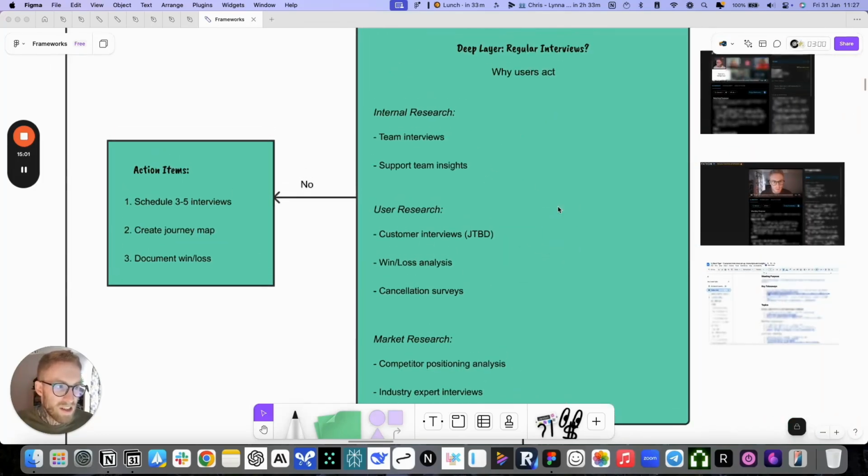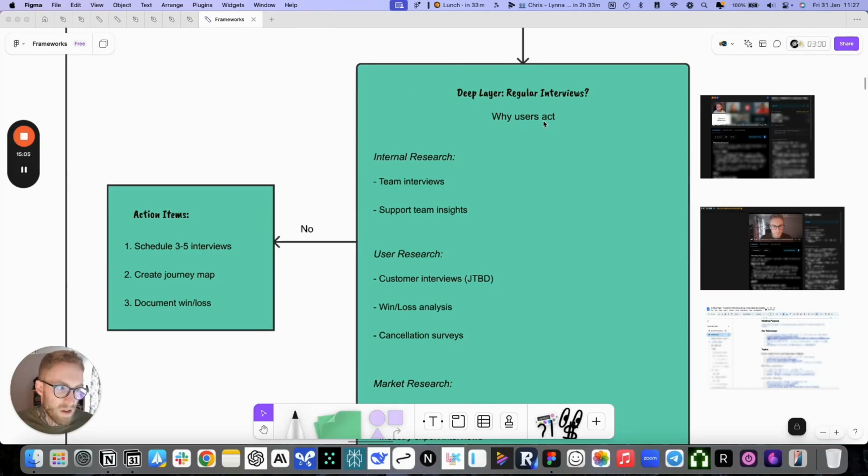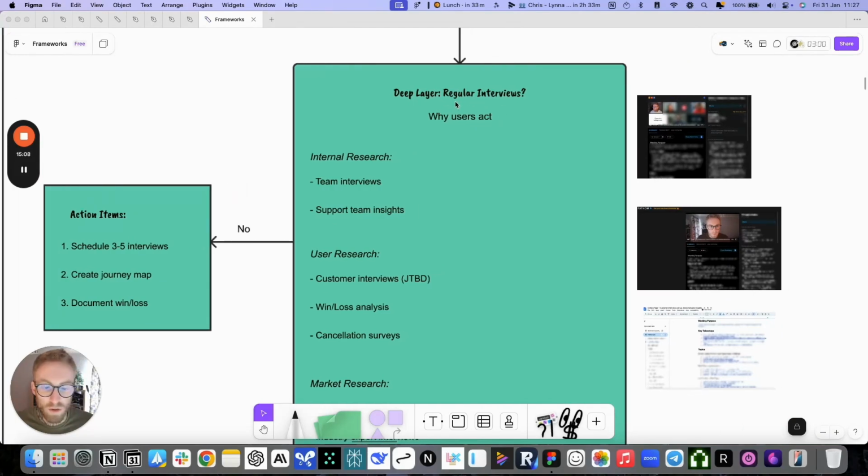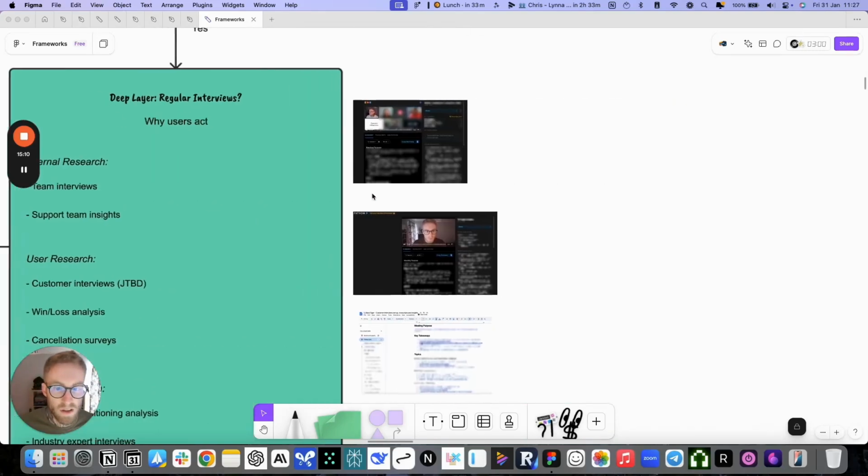All of this research tells you why users act. And in this case, it's something you should probably do regularly, right? So these are some examples.